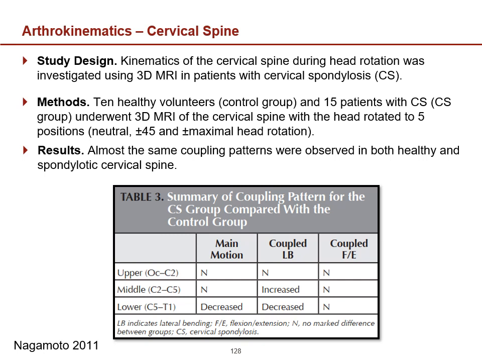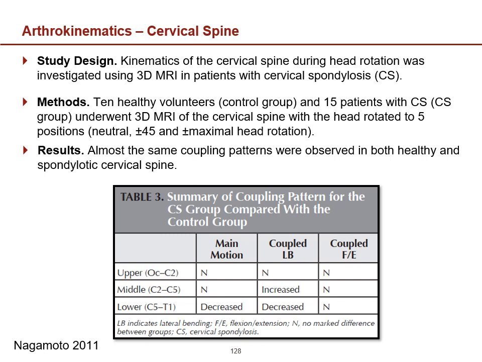And what you can see in the results shown in table 3 there, so you have each of the different regions of the cervical spine broken out into upper, middle, and lower. You have the main motion, the coupled motion that occurred with lateral bending, and then the coupled motion that occurred with flexion and extension. So N denotes no marked difference between the groups, and then you'll see that the increase and decrease are denoted there.